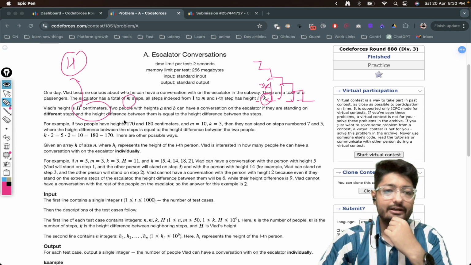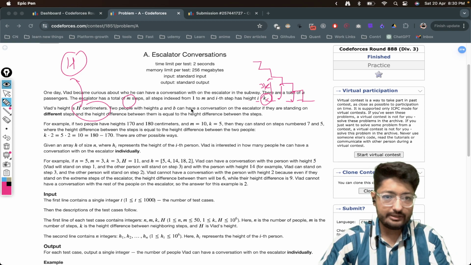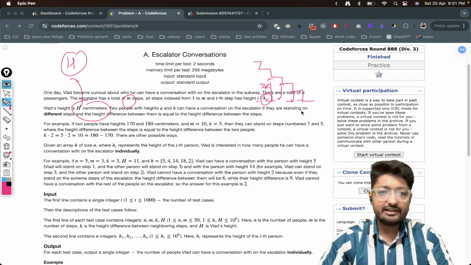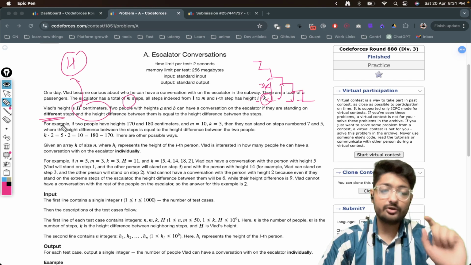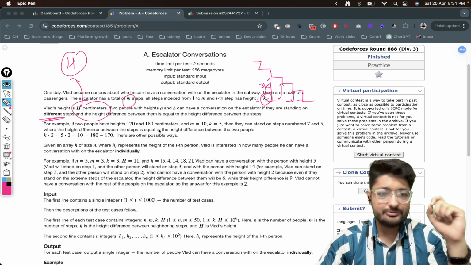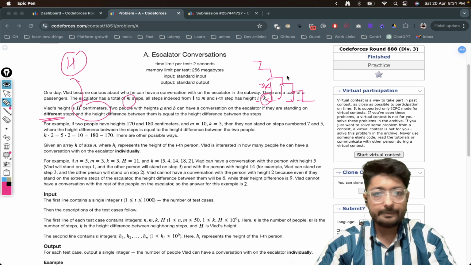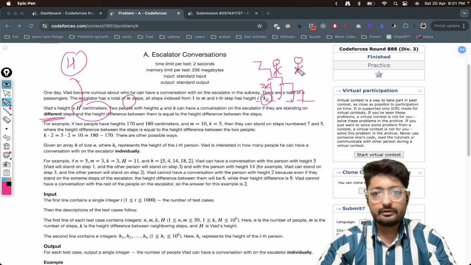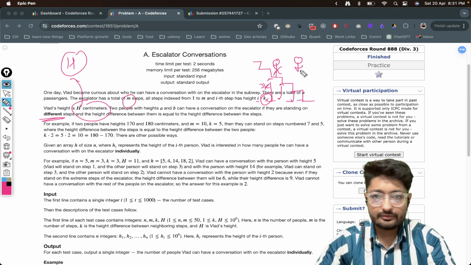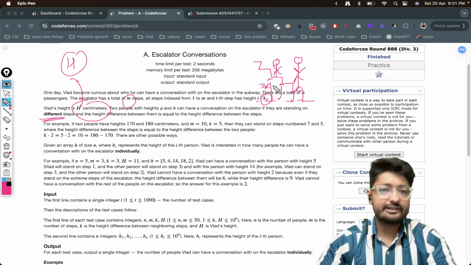Now what you actually have to find out is that two people with heights a and b can have a conversation on the escalator if they are standing on different steps, and the height difference between them is equal to the height difference between the steps. So two people can have a conversation if their height difference is equal to the staircase difference.